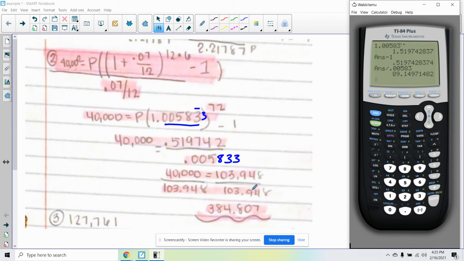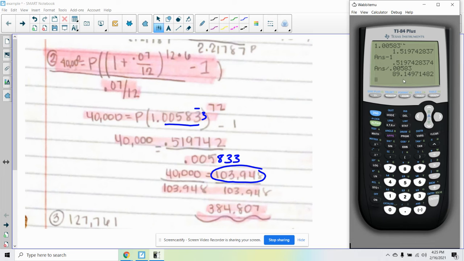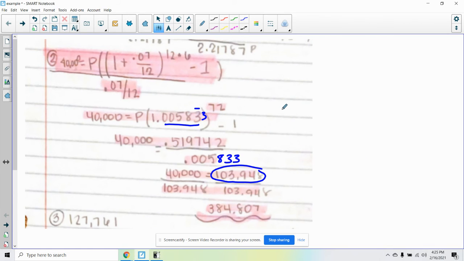So that's where you got a different answer than I did. You got this, 103, I guess, 0.948. So when you divide by the more accurate decimal, I got a much different number. So then when I do 40,000 divided by that, that's where I get my answer. The answer the book had was 448.68.